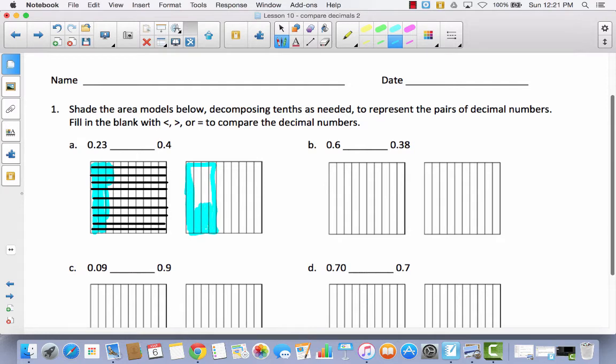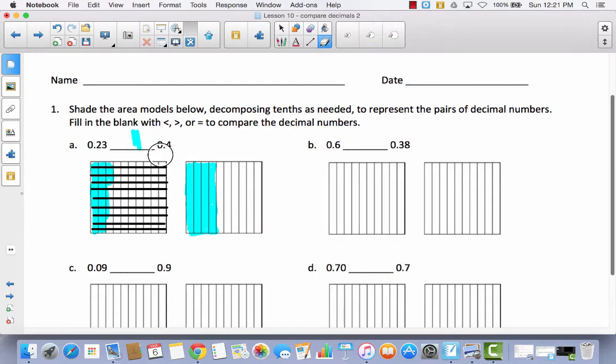So just look at your two area models while I finish this shading. Is it going to be pretty obvious which one's greater than and which one's less than? Well, it's obvious by looking at how much is shaded that there is less shaded in this model than there is over here. So that means that 23 hundredths is less than 4 tenths. That should have been a less than sign.